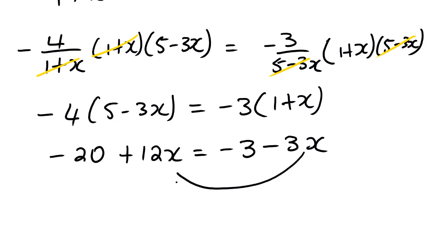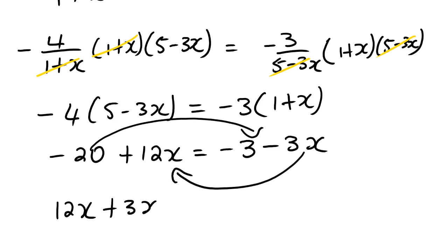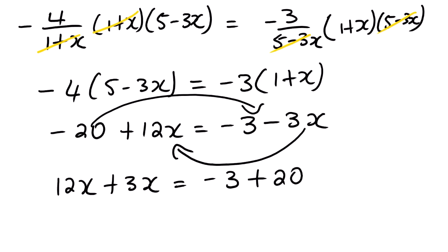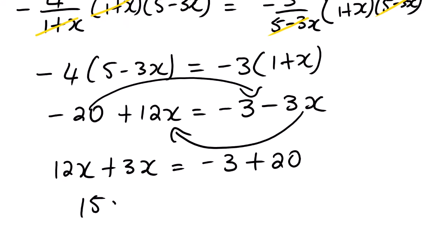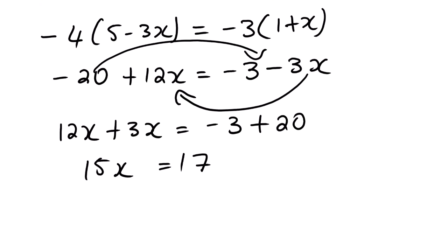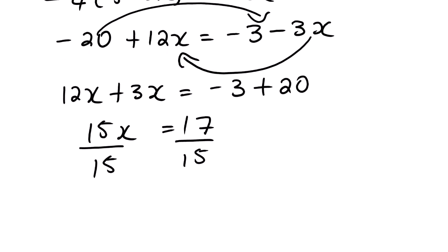Then from here we need to take this to this side, then this to the other side. So we have 12x plus 3x equals negative 3 plus 20. 15x equals negative 3 plus 20, which is 17. So we divide both sides by 15. Then this will get rid of this. We have x equals 17 divided by 15.